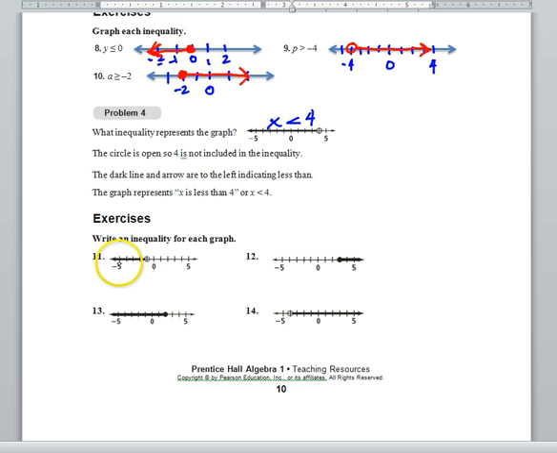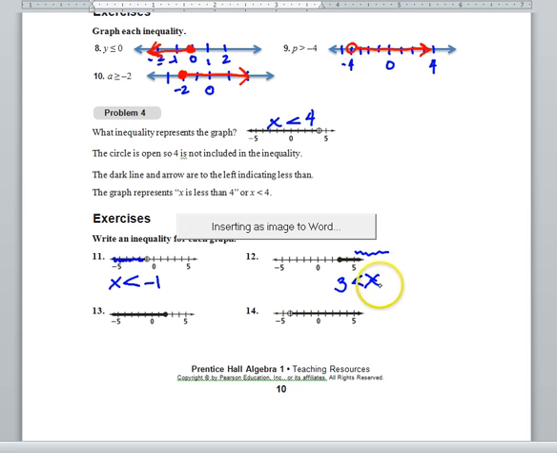So number 11, all of these numbers down here where the line is, those are your x's. The number that we have the circle on is a -1, and these numbers are smaller than the -1. So x is less than -1. The circle is open, so it's strictly less than. We do not put the equal to sign. For number 12, there is a dot on the 3. And then all the numbers up here are bigger. These are your x's. And so the 3 is smaller than the x.